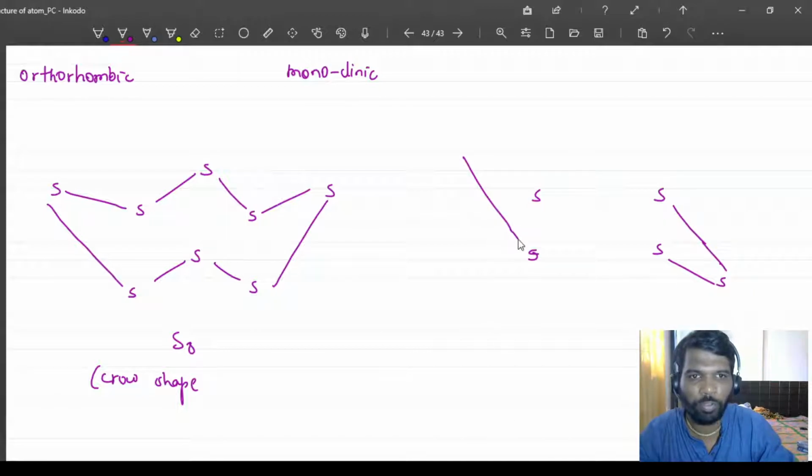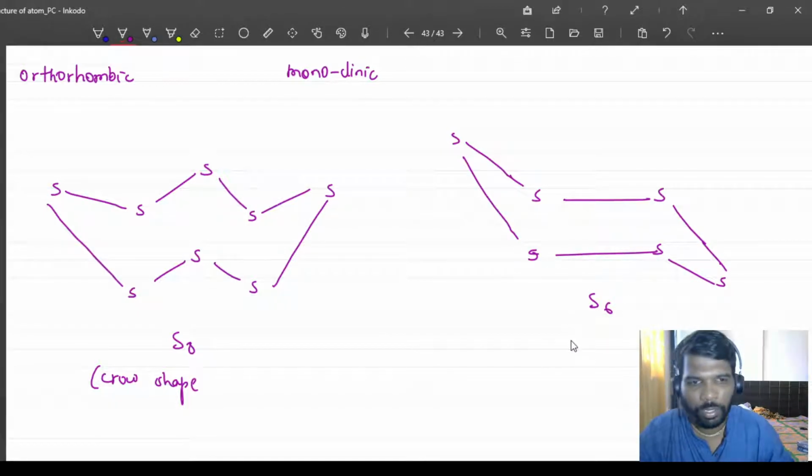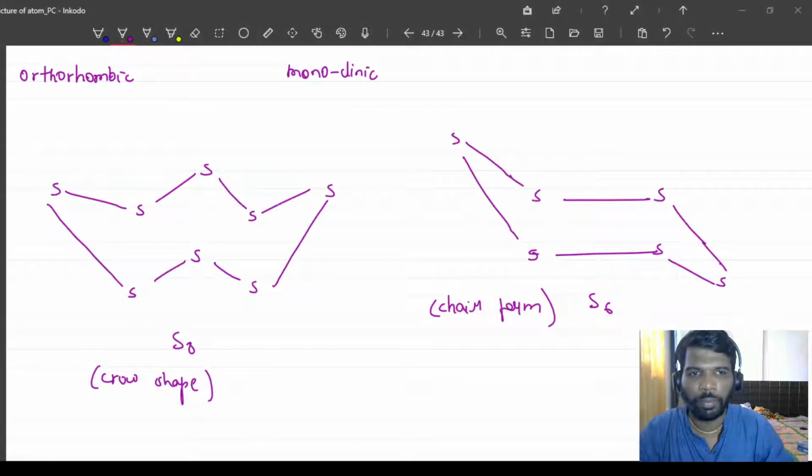This is a chair form of the sulfur. This is S6, and this is a chair form, or chair shape, you can say. These are the two structures of the sulfur in which it exists, and both the structures are interconvertible.